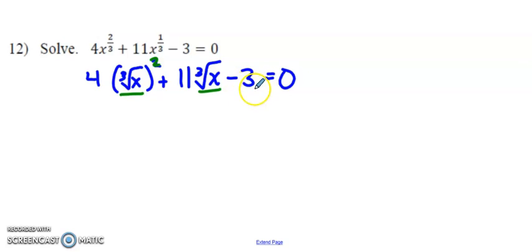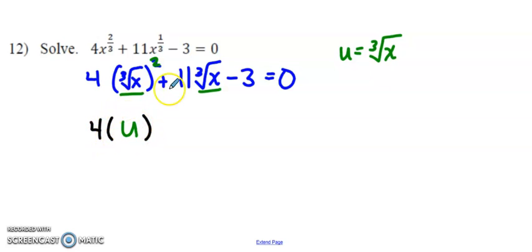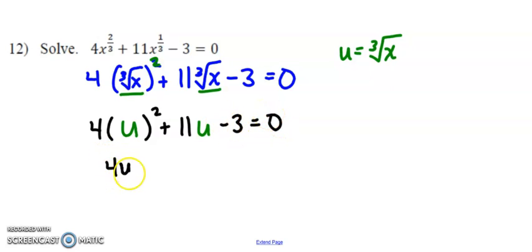So this is 4 cubed root of x squared plus 11 cubed root of x minus 3 is equal to 0. Well, what I'm noticing is I have this term squared and then a constant. So this is a good candidate to be a u substitution. U is equal to the cubed root of x. So what that does for me is it says 4u squared plus 11u minus 3 is equal to 0, and this now becomes just a quadratic that I need to solve.